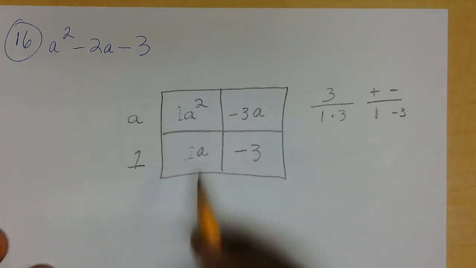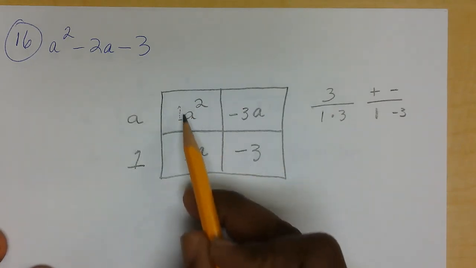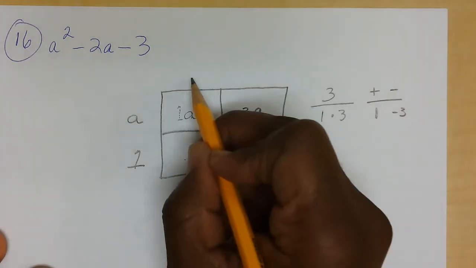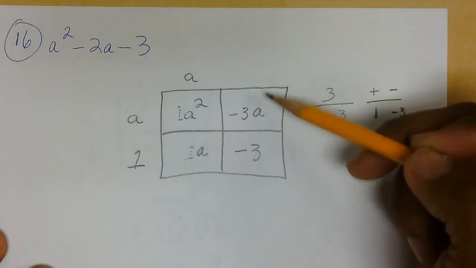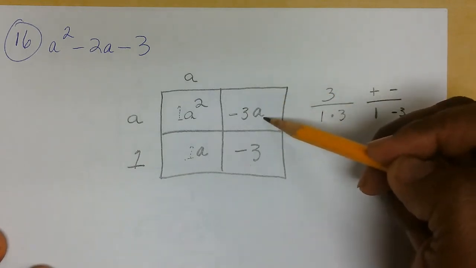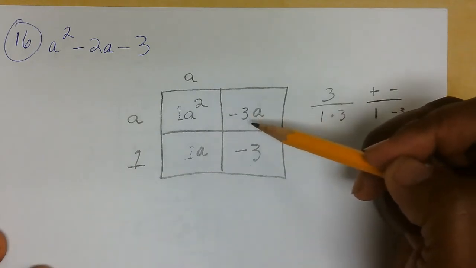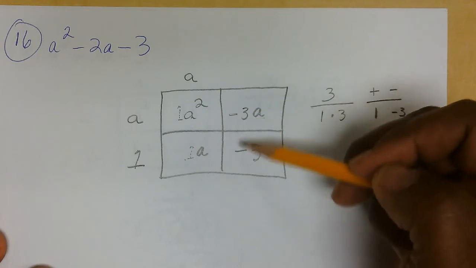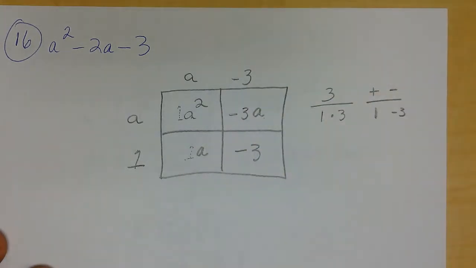Okay? Now looking at this left column, common factors, obviously 1. And then for the variable will be a. So I'm just going to write an a here. This column, I have an a in the top but nothing on the bottom, so they don't share an a. But they do share 3, and they both have a negative sign. So we're going to write -3. Okay?